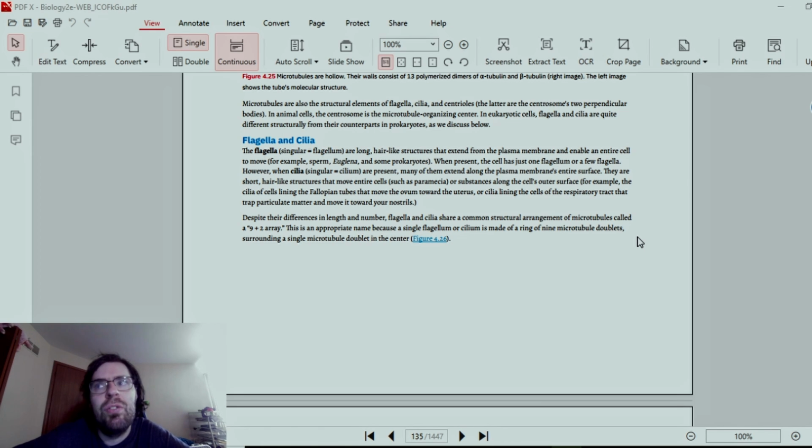I also believe that the intestines, I have to verify, but intestines do have little hair-like protrusions. I don't know if those are cilia or not, but they're very similar.